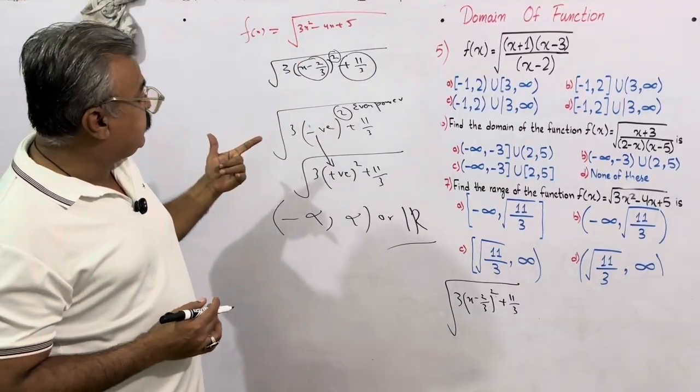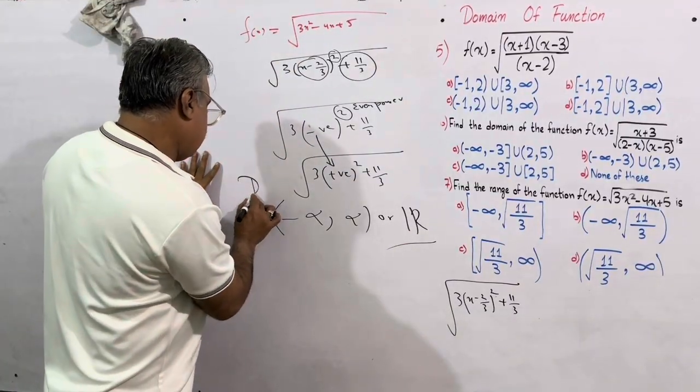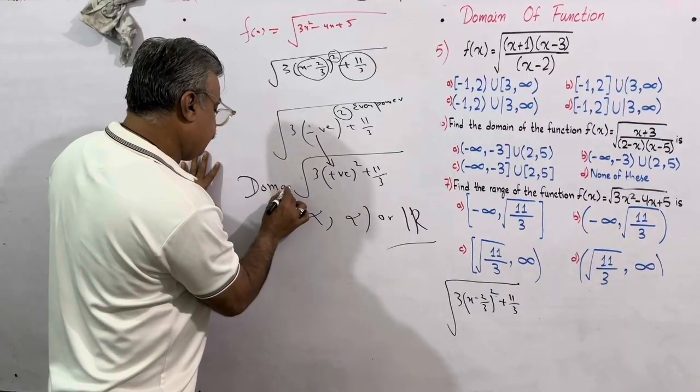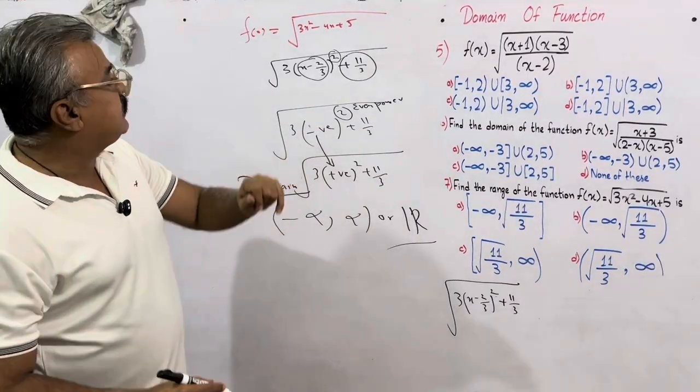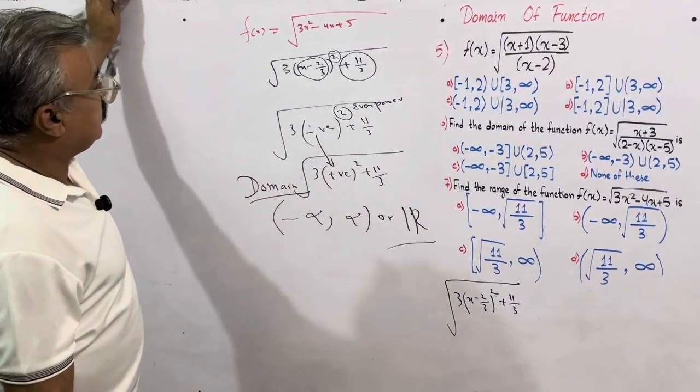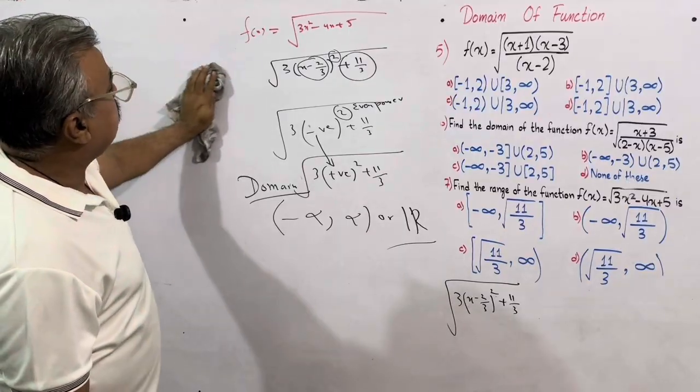A positive quantity is valid in a square root. What about its range? That was the domain of this function. Now let's find out the range of this function. How to find the range for this function?